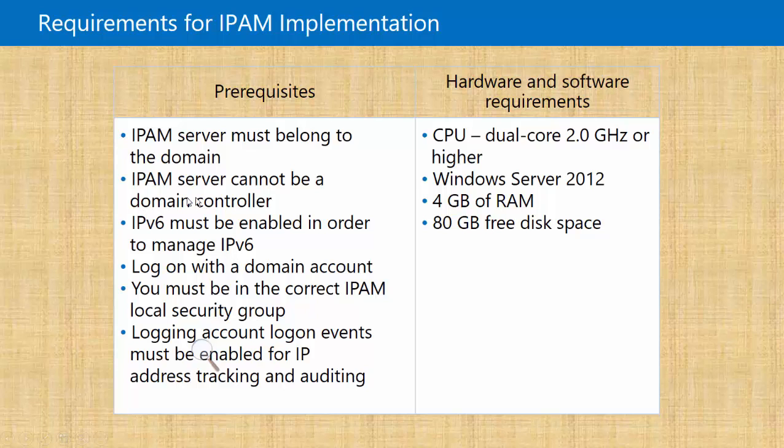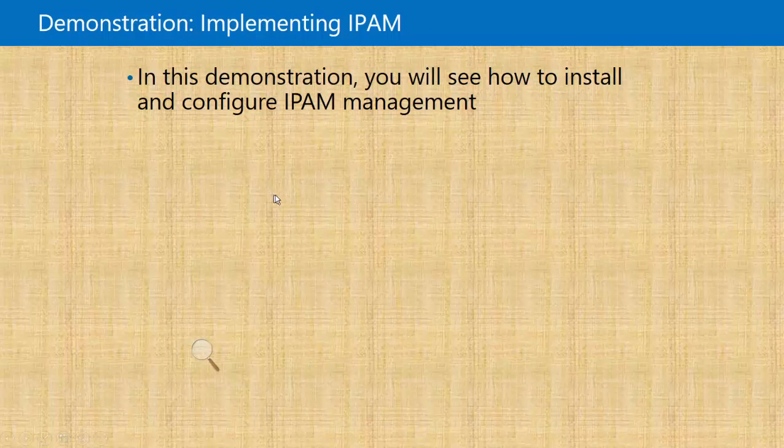So it cannot be installed on a domain controller. IPv6 must be enabled in order to manage IPv6. Yes, but we unchecked it. So log on with a domain account. You must be in the correct IPAM local security group. Logging account logon events must be enabled for IP address tracking and auditing. It's just a minimum of 4 GB RAM and 80 GB disk for IPAM to work.